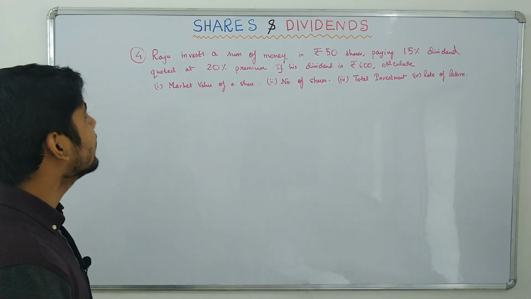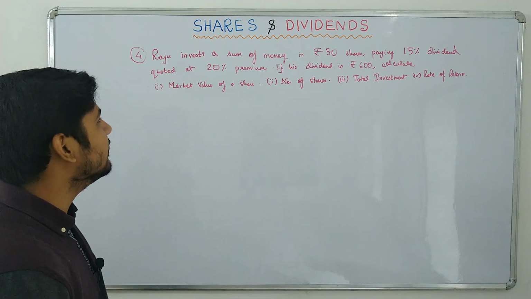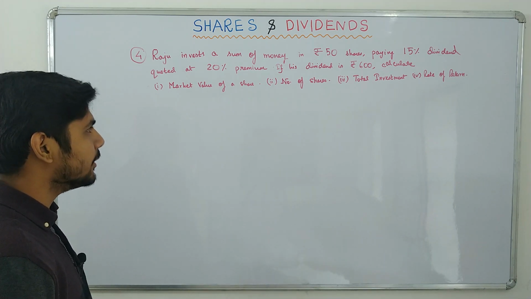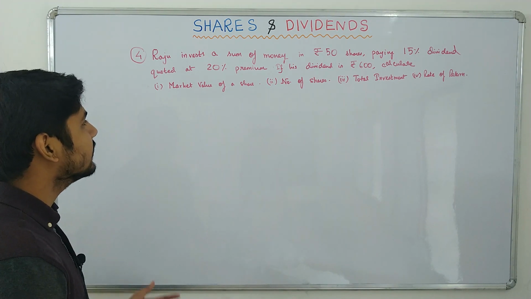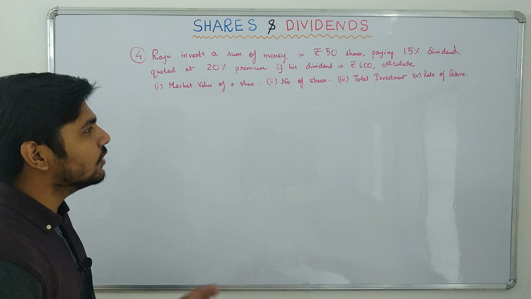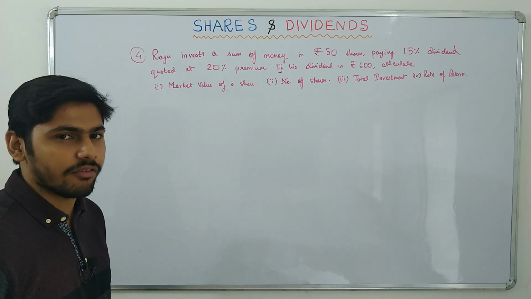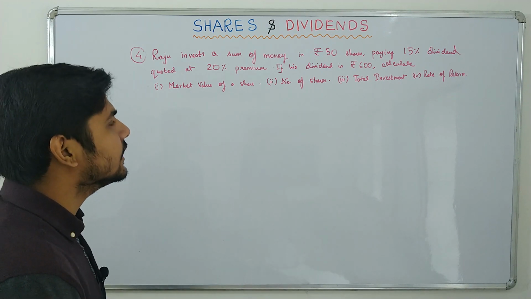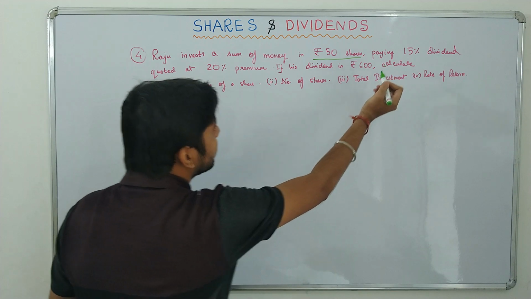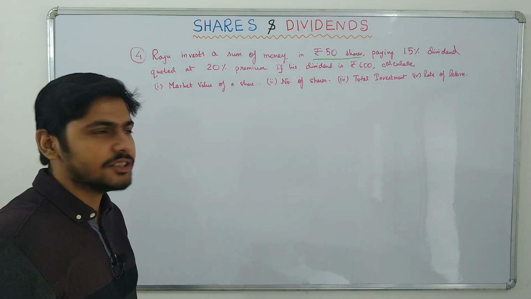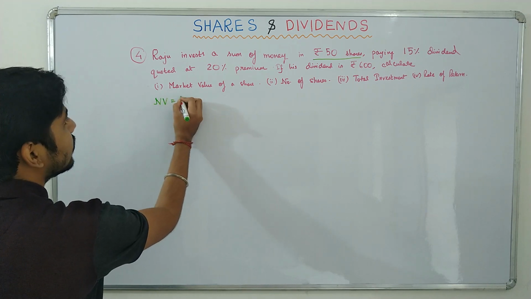Number 4. Raju invests a sum of money in rupees 50 shares, paying 15% dividend quoted at 20% premium. If his dividend is rupees 600, you have to calculate number 1, the market value of a share, number 2, number of shares, number 3, total investment, and number 4, rate of return. Let's check the question. We have rupees 50 shares. That means the nominal value of each share is rupees 50. I'll write it down. Nominal value is equal to rupees 50.